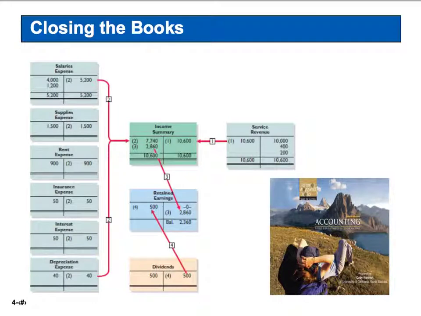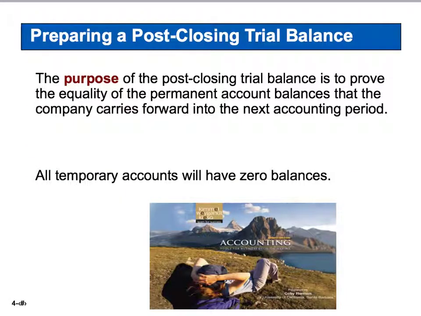So again, this is a visual of how the ledgers were changed. The salary expense account would have been zeroed, supplies expense, rent, and so on, all transferred, 7,740 to income summary. The revenue would be transferred to income summary. Then income summary is closed to retained earnings, and then dividends are closed to retained earnings. So the purpose of the post-closing trial balance is to prove the equality of the permanent account balances as the company goes into the next accounting period.